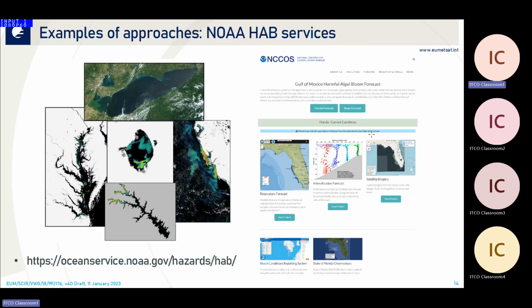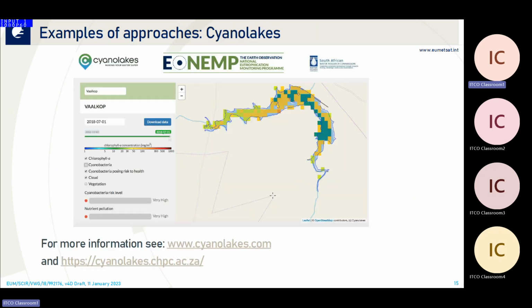So there are some operational services for HABs already in our community and in certain countries. NOAA has one of these HAB services, and they use Sentinel-3 data, and they also have a respiratory forecast, so they know the species that can be aerosolized and then can cause problems in the health of the people who live near the coast, and they can send an alert.